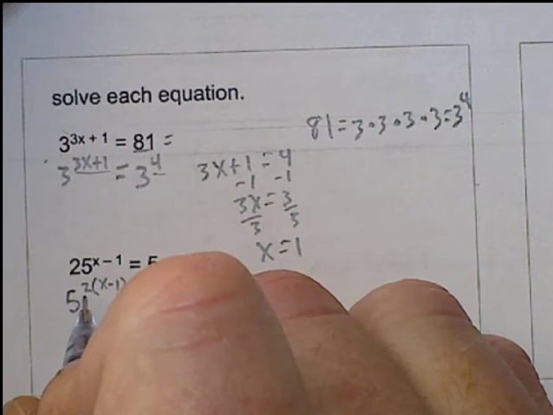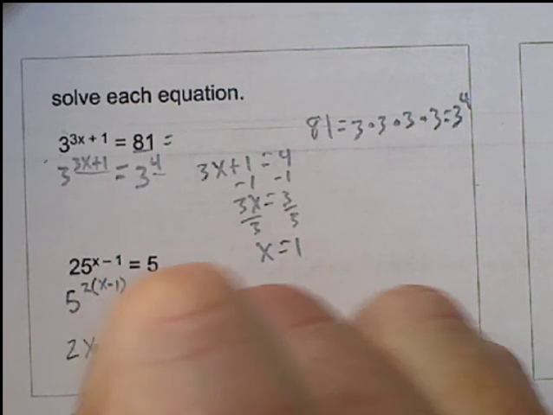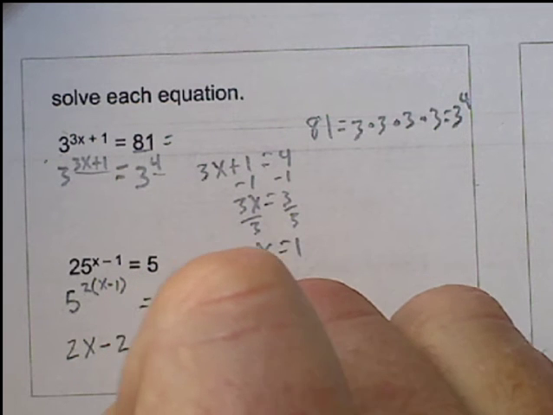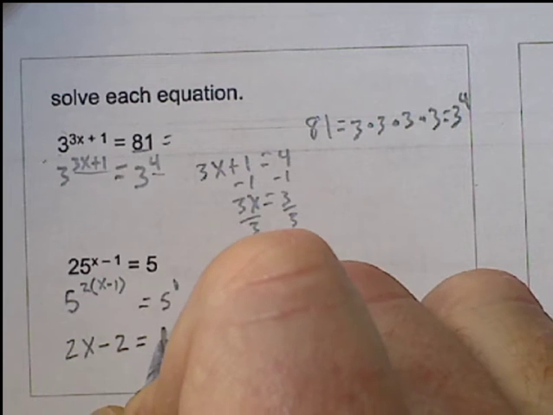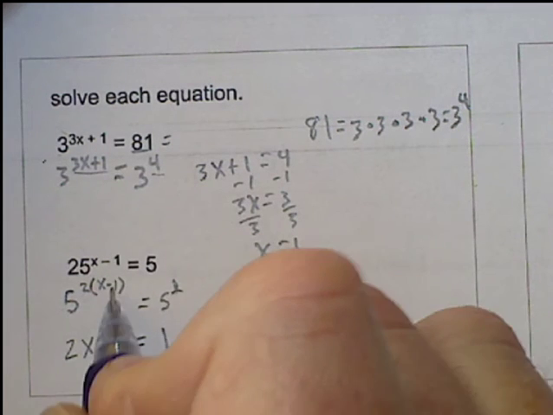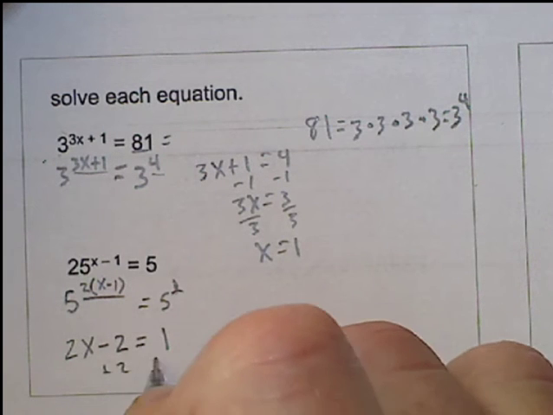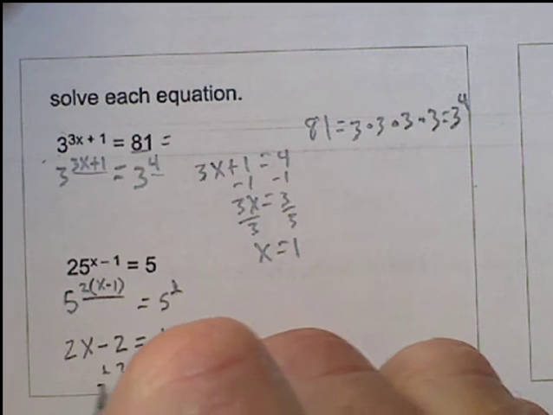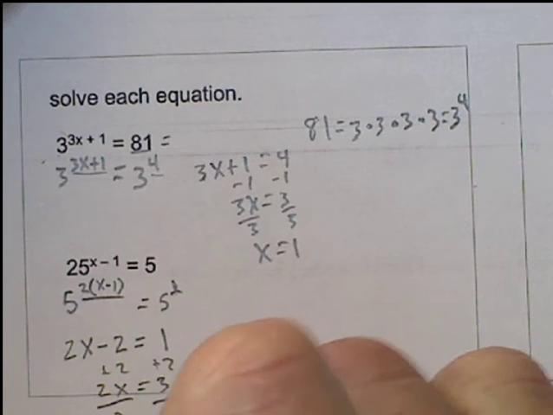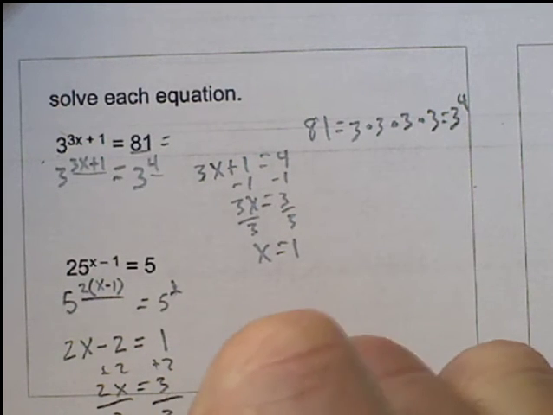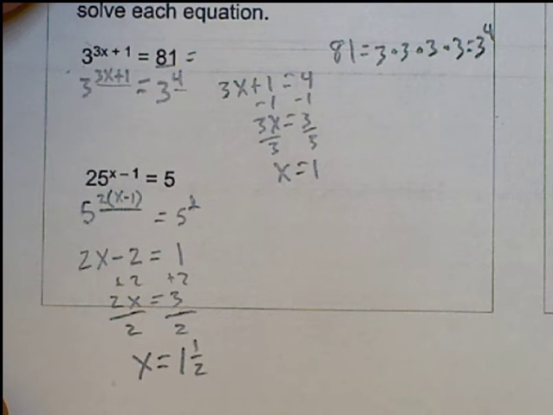So now we need to take this and distribute. So that would be 2x minus 2 equals 1. Okay, because I want to set the exponents equal to each other. Add 2. 2x equals 3. And x equals 3 over 2, x equals 1 and 1/2. Oops, I ran out of page, sorry.